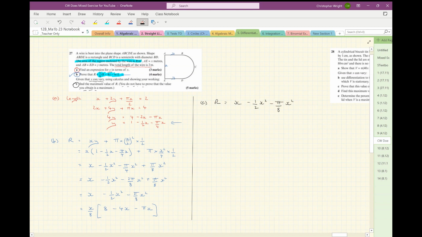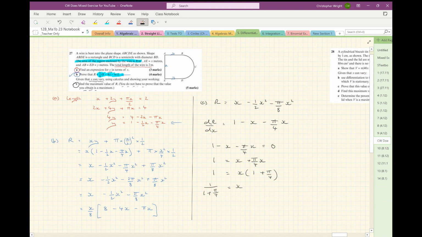And obviously I can differentiate that and then find which value of x would be a stationary point. So I'm going to differentiate this expression for r with respect to x. It's going to be 1 minus 1x minus pi over 4 times x. Now to find the max, what x gives me a stationary point there, which presumably is going to be a maximum, I'm going to set this expression equal to 0 and solve it for x. So I'm going to add x and pi over 4 x to both sides. Now I'm going to factorize this side, 1 plus pi over 4. I'm going to divide both sides by 1 plus pi over 4.